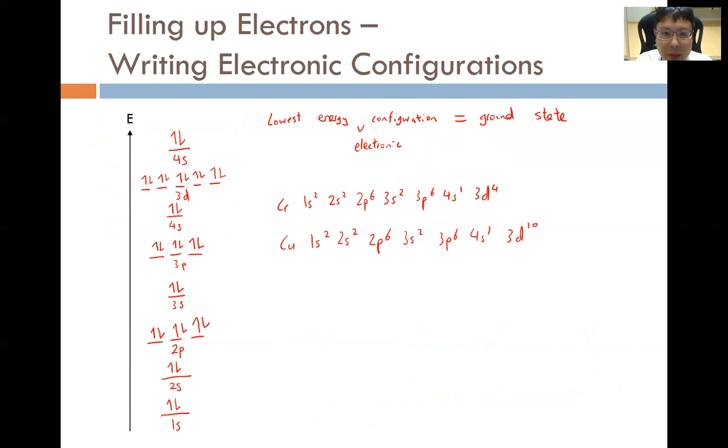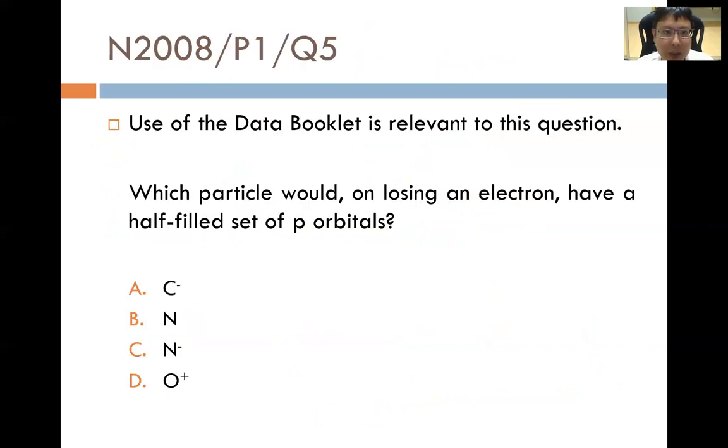3 learning outcomes. November 2008, paper 1, question 5. Which particle would, on losing an electron, have a half-filled set of p orbitals? Now, in order to deduce which particle would indeed, on losing an electron, have a half-filled set of p orbitals, we first have to write out the electronic configuration of all these particles before we can decide.